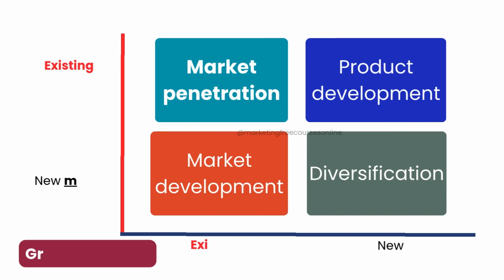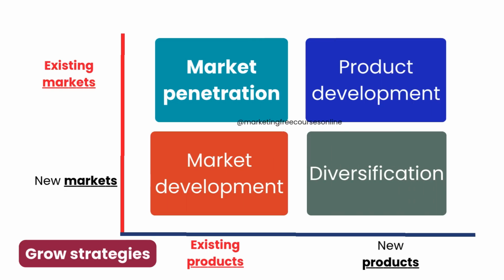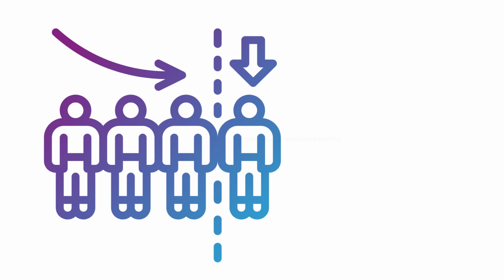Each strategy has risks. Market penetration is safest, while diversification is riskiest because it's all new. Starbucks uses all 4 strategies to grow, but they plan carefully.